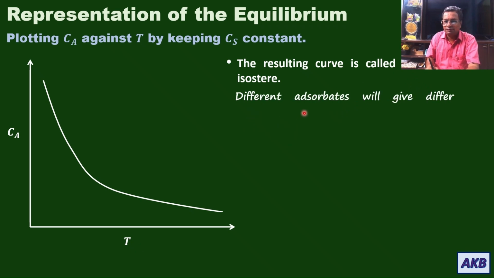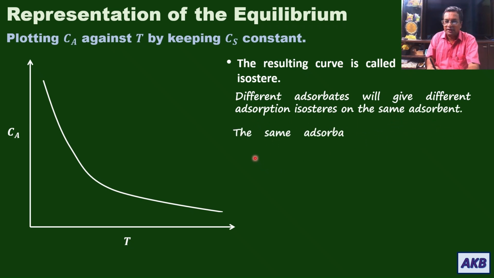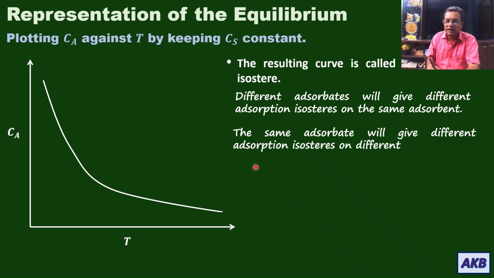Again, different adsorbates will give different adsorption isostairs on the same adsorbent. I have explained this. The other fact is also true. The same adsorbate will give different adsorption isostairs on different adsorbents. So this is another way of representing the adsorption equilibria.